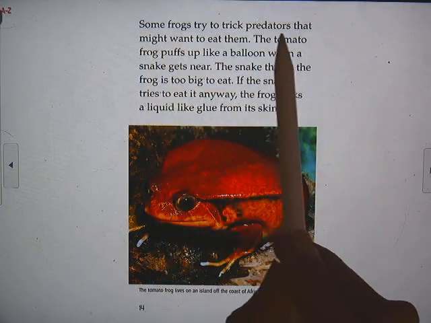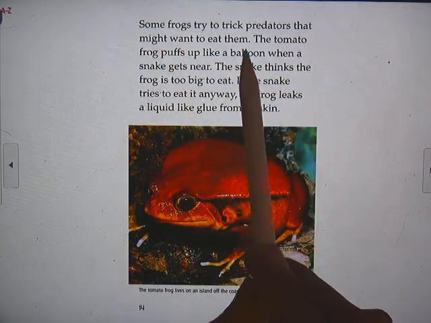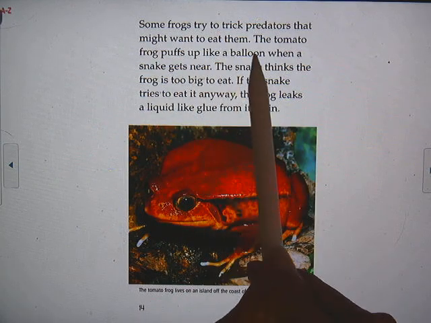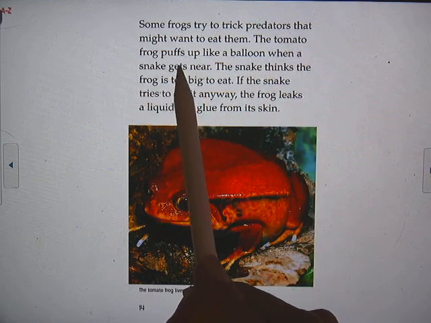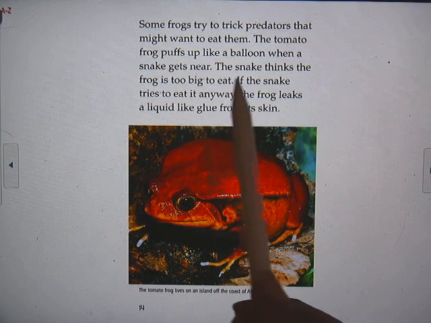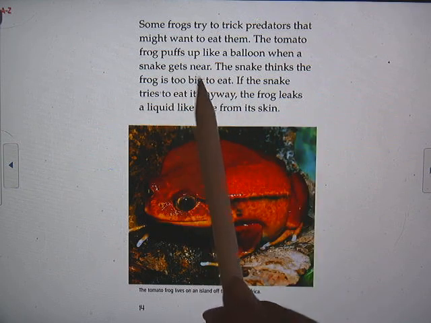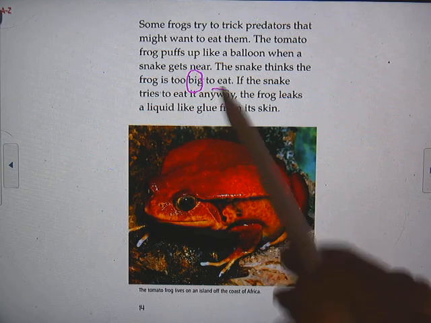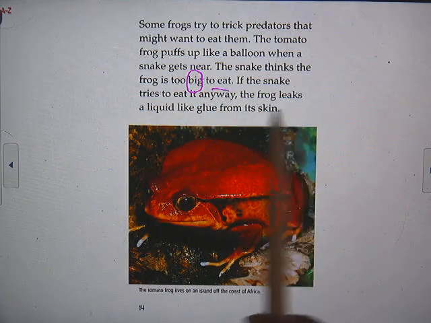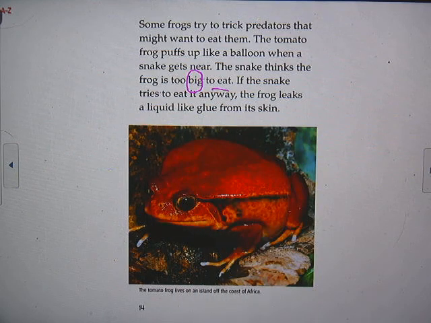Some frogs try to trick predators that might want to eat them. The tomato frog puffs up like a balloon when a snake gets near. The snake thinks the frog is too big to eat. If the snake tries to eat it anyway, the frog leaks a liquid like glue from its skin. So the tomato frog lives, here's the caption, on an island off the coast of Africa.